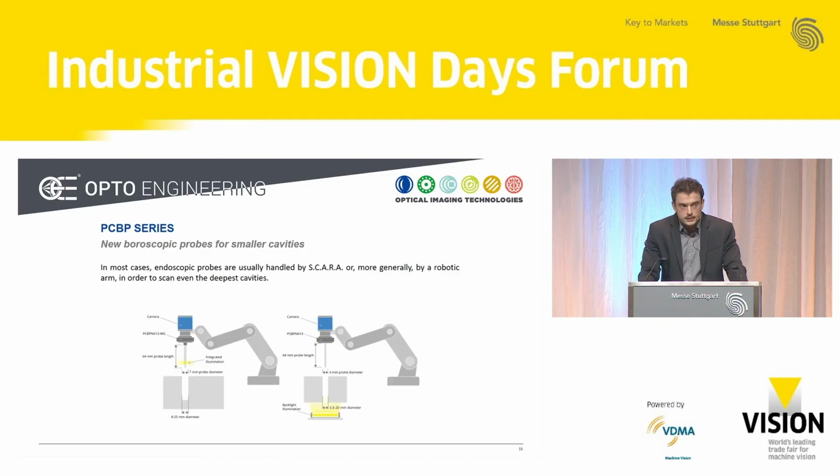In most cases, endoscopic probes are usually handled by cobots, or more generally by robotic arms, as of course they need to be inserted into the cavity. So typically some kind of handling system is needed with these lenses. And here you can see a scheme of the two versions, the one with the integrated illumination and the one without the integrated illumination, handled by robotic arms to inspect different cavities.